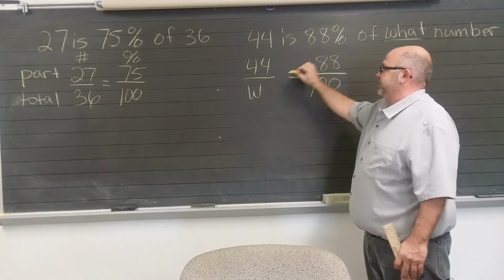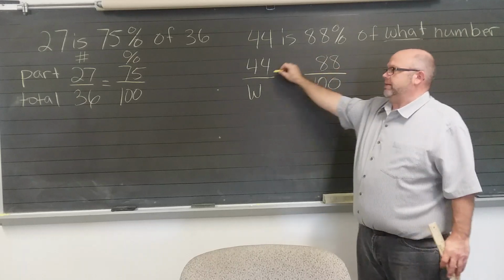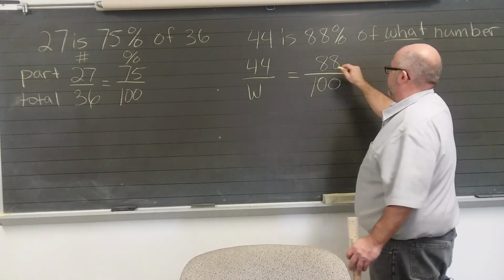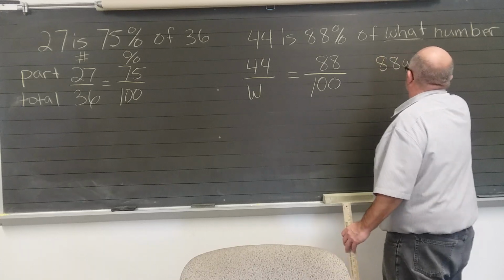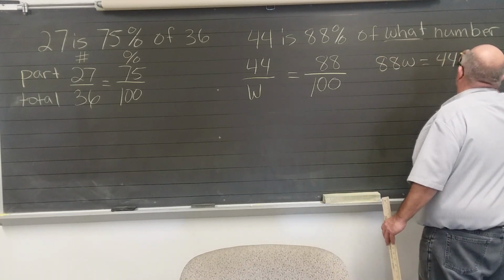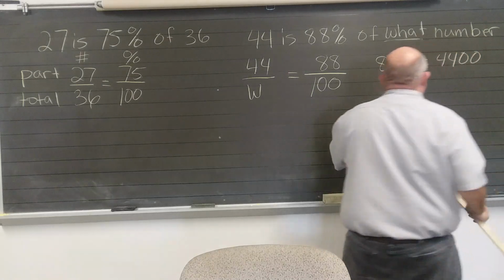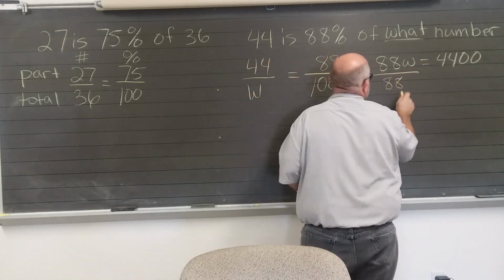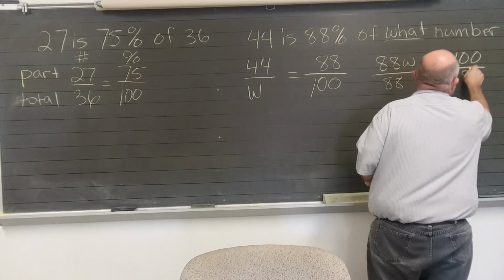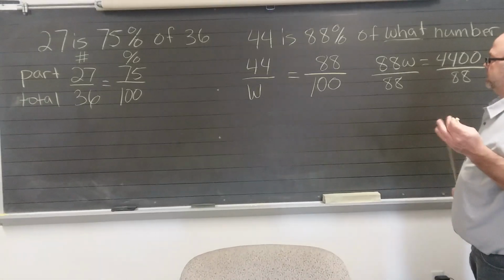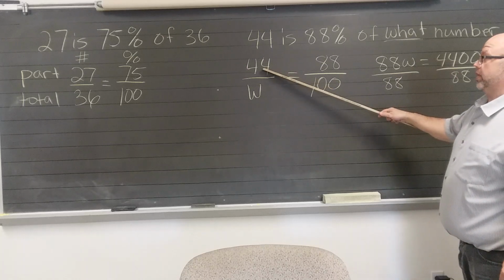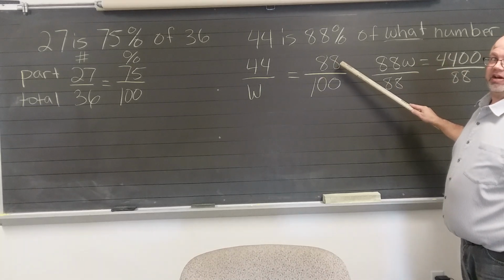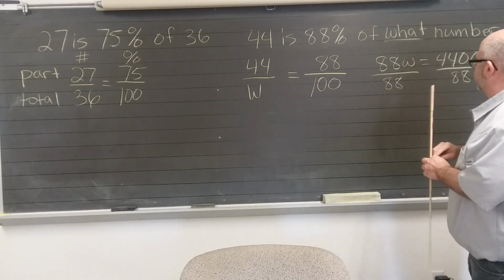So you have 88W equals 100 times 44. What's 100 times 44? Alex. 4400. Yes. So you have 88W equals 4,400. Okay, if you're multiplying by 88, what do you need to do? The opposite of multiplication, divide. This is what you're always doing with these. It is just 100 times 44, divided by the number that's by itself.